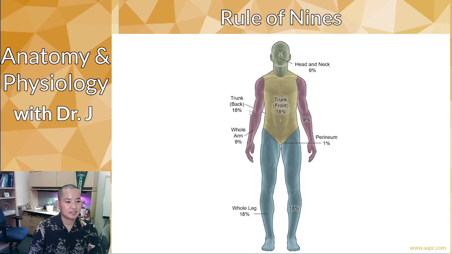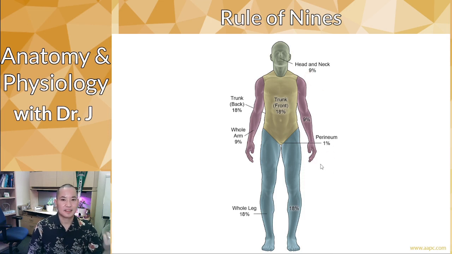And what we have here is that notice that all of these are multiples of 9. The entire trunk or the front of the body is 18%. The entire back is 18%. The whole leg is 18%. The head and neck together, both front and back, is 9%. Each upper limb, each arm is 9%.